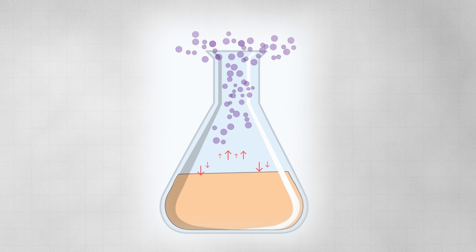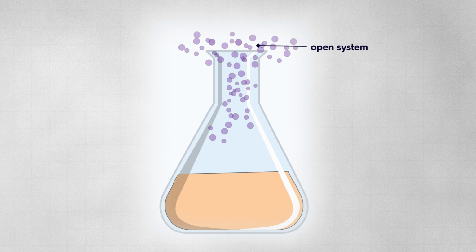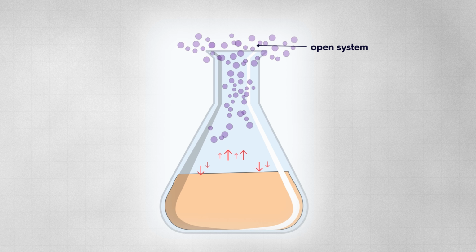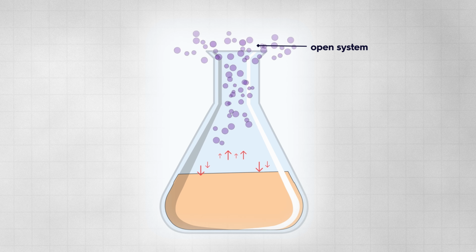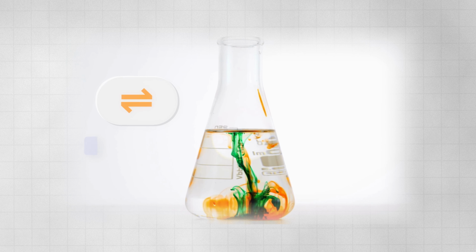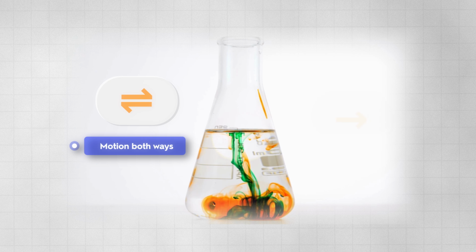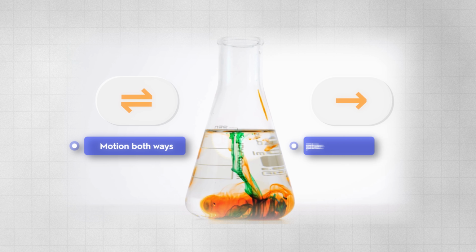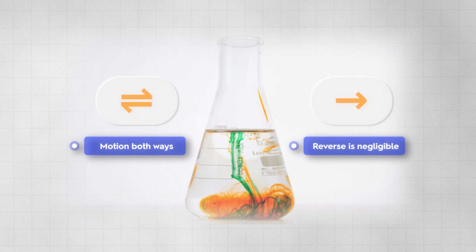On the other hand, if products escape, say a volatile vapor in an open beaker, there's no sustained reverse process. Without both directions available, a true equilibrium cannot be established. Many reactions are reversible to some extent, but under certain conditions, one direction dominates. We show equilibria with a double arrow to signal motion both ways. The single arrow usually means the reverse is negligible under these conditions.